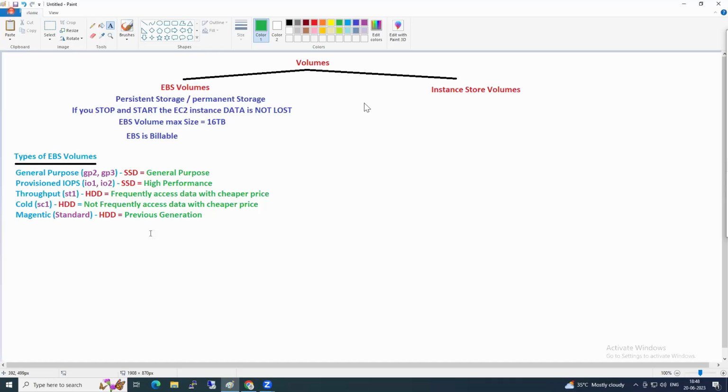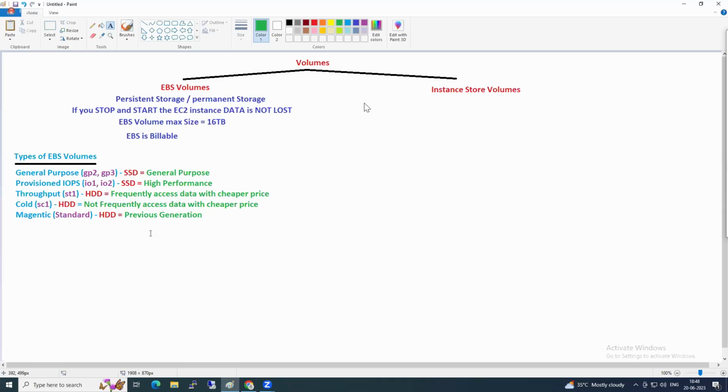And magnetic standard is the previous generation. AWS will slowly take it off, but still people are using magnetic. Magnetic means it's very bad for performance. It's not recommended to use. Is it clear? Okay.